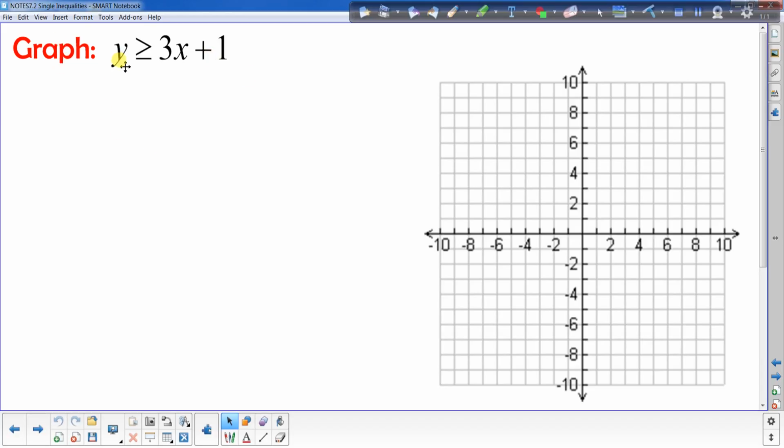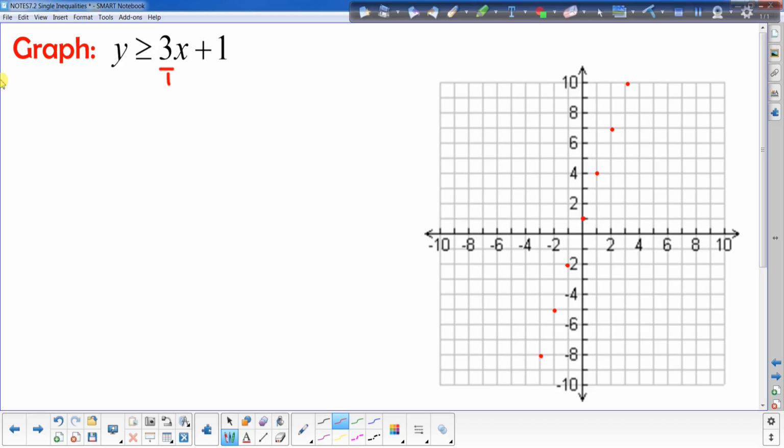To do that, we're going to pretend we're graphing what I call the boundary line, just the line y equals 3x plus 1. The line y equals 3x plus 1 has a y-intercept at 1, and then has a slope of 3 over 1. So I'm going to go up 3 over 1, up 3 over 1, and then I want to fill up the whole graph, so I'm going to go down 3, backwards 1, backwards 1.